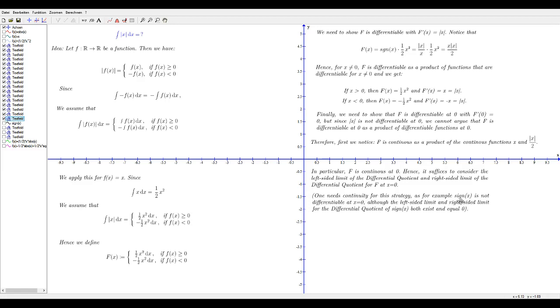For example, the sine of x is not differentiable at x is equal to 0, even although the left-sided limit and right-sided limit for the differential quotient of the sine of x both exist and are equal to 0. Here, if you draw the sine of x, you can clearly see this function never changes. It doesn't have any rate of change. And the rate of change as x approaches 0 clearly approaches 0 both from the right here and from the left here. But still, this function is not differentiable because it's not continuous here, which is a pretty technical reason.